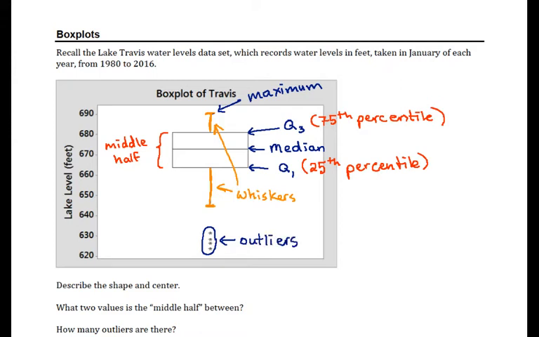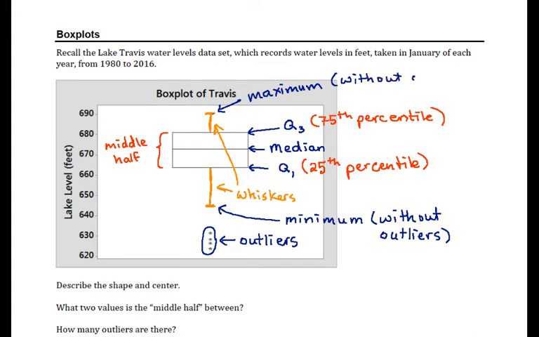So the lowest outlier in this case is also the minimum, and this lower end here is really my minimum without outliers. So it's the smallest value in the data set that is not considered an outlier. And the same for the maximum. That's the maximum without outliers. So the actual true minimum and maximum would be the highest and lowest outliers if there are any.